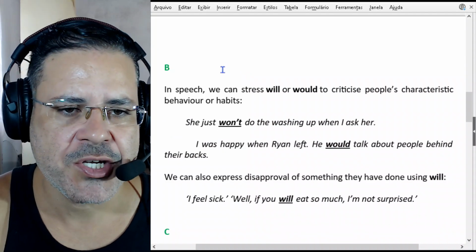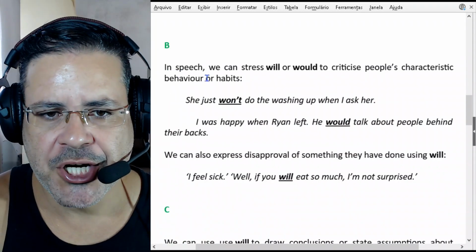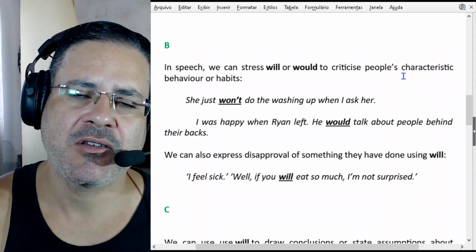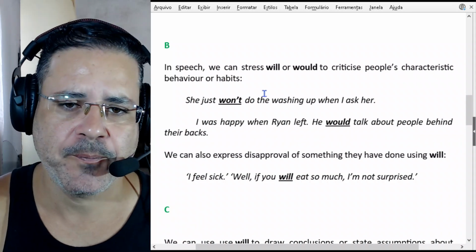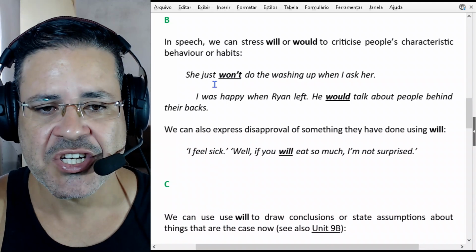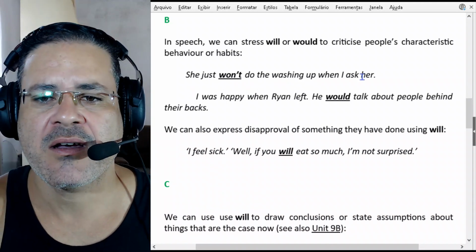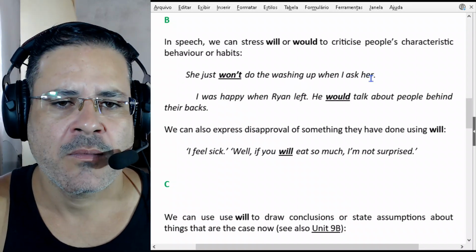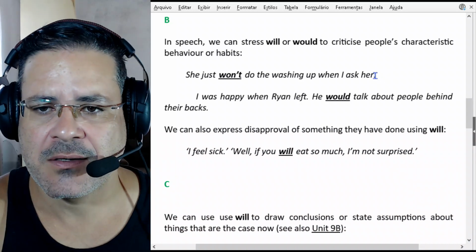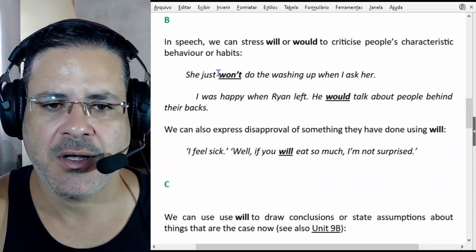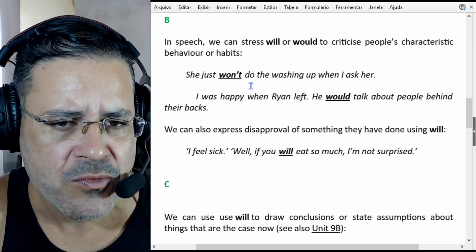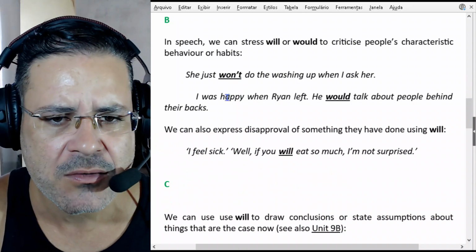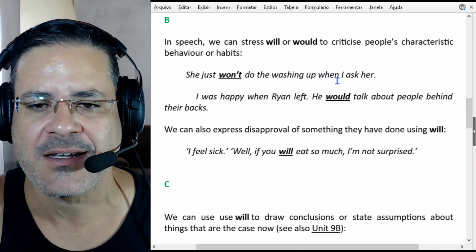Let's move on to section B now. In speech, we can stress will or would to criticize people's characteristic behavior or habits. For example, she just won't do the washing up when I ask her. So it's criticizing people's characteristic behavior and habits. We can stress that won't: she just won't do the washing up when I ask her.